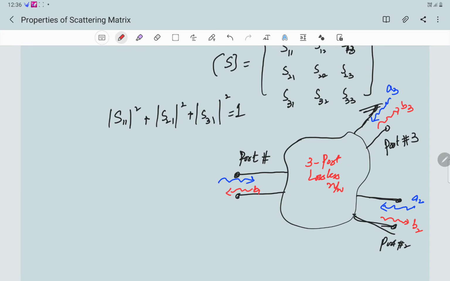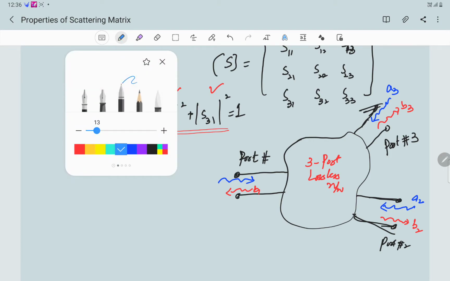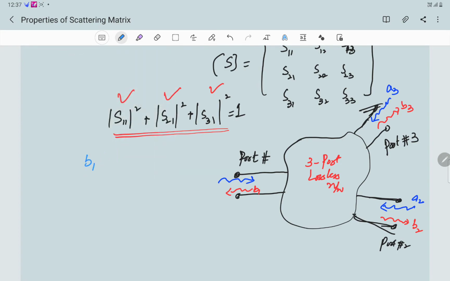So then if it is a lossless network, it has to satisfy this equation, S11 square plus S21 square plus S31 square is equal to 1. Now let us see what S11 is. We know S11 is B1 by A1. S11 square is B1 by A1 square plus S21 would be B2 by A1 square plus S31 is B3 by A1 square. As per this equation, this has to be equal to 1 for a lossless network.